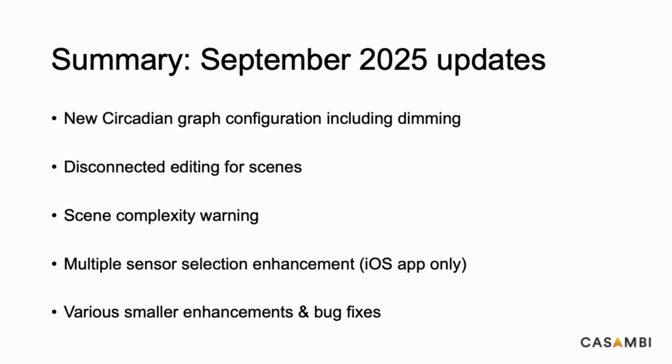The possibility for editing scenes in a disconnected, i.e. offline mode is introduced. Scene complexity warning will pop up if a scene is too complex and might be detrimental to the performance of the system. There's an enhancement to the ability to select multiple sensors for editing, but it's only applicable for the iOS app. And there's various smaller enhancements and bug fixes. We'll go through these in a little bit more detail one at a time.